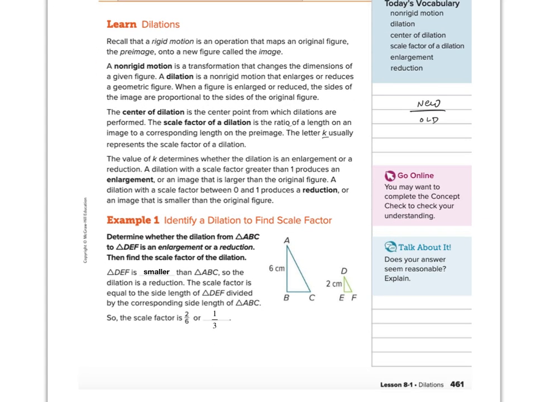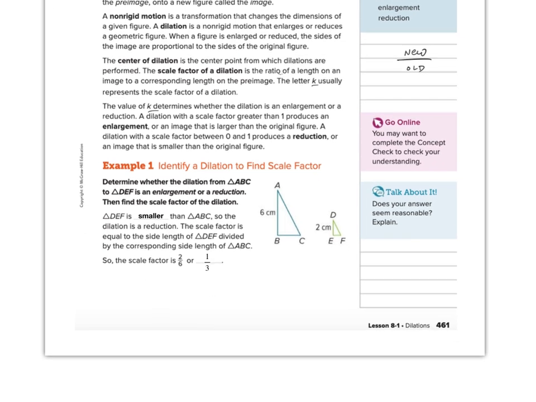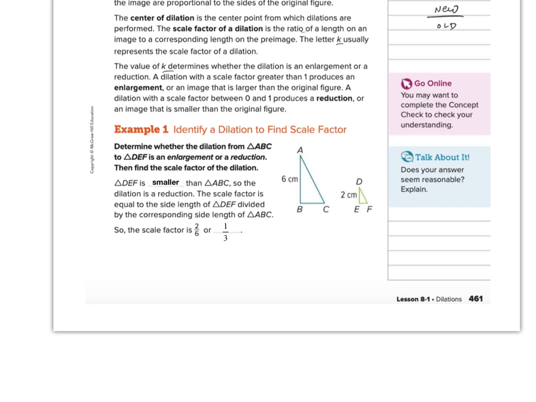So the value k, that scale factor, determines if it's an enlargement or reduction. If the value is greater than 1, we would be enlarging. If it's a fraction, somewhere between 0 and 1, it would be a reduction. Okay, so as we look at example number 1, identify a dilation to find the scale factor. Determine whether the dilation from ABC to DEF is an enlargement or reduction.